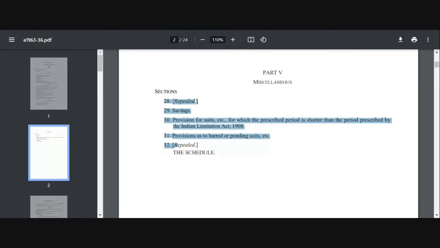If you see the short title, extent and commencement, you will see that it shall come into force on such date as the central government by notification in the official gazette appoints, and it was brought into force on 1st January 1964. But it was repealed by the Limitation Act of 1963 as it received the assent of the president on October 5, 1963. Right.